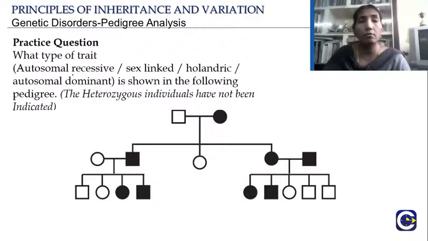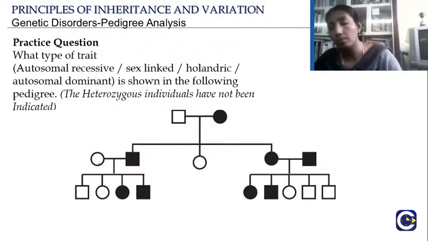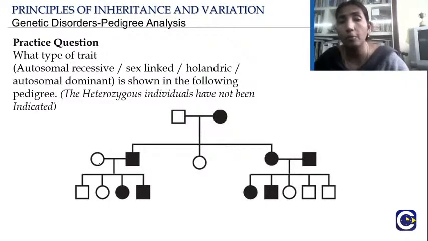Which of the trait? Autosomal recessive, sex-linked, Olendric, which is shown here. So the heterozygous individuals have not been indicated. So just show this. Yes, very good, Aditi. What you have answered is right. What trait is this? As you are seeing here, which type of trait is this?